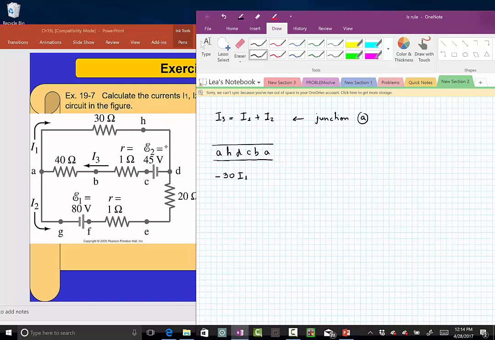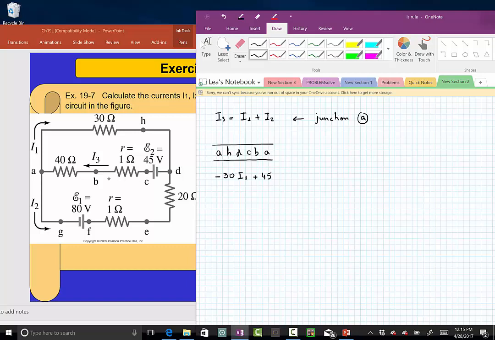From H to D, nothing happens. There is just a wire. The wire has negligible resistance, so we don't do anything. Now I go from D to C, and you see that I'm going from low potential to high potential, right? So I'm crossing the battery. I'm getting a potential. I'm going to put here plus 45.